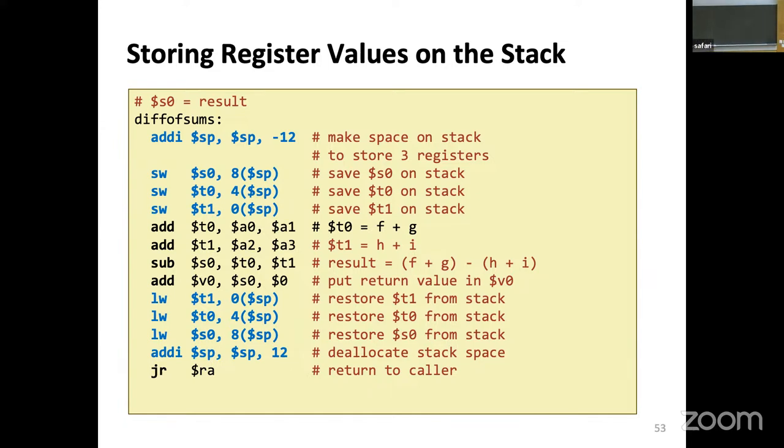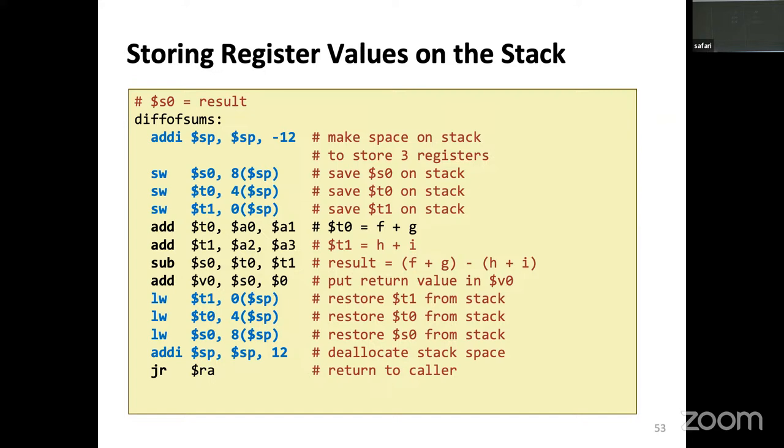Once I do this, I say, okay, I want to save $S0. So I write $S0 to stack pointer plus 8. So stack pointer is here. So this is plus 4, this is plus 8, this is plus 0. So here I write $S0. Now next, plus 4, I write $T0. And plus 0, I write $T1. So I move the registers that I'm going to destroy first to the stack. I put them there. Now I don't have to care about them anymore. I can do with those whatever I want.